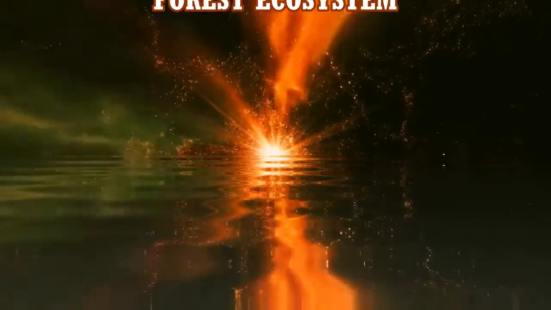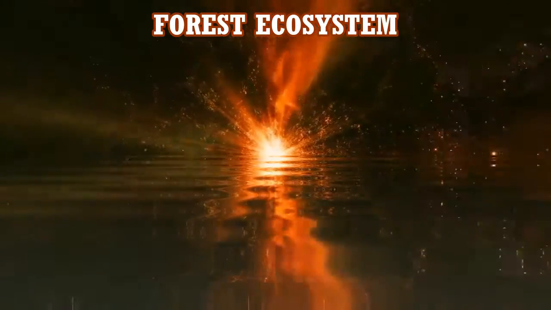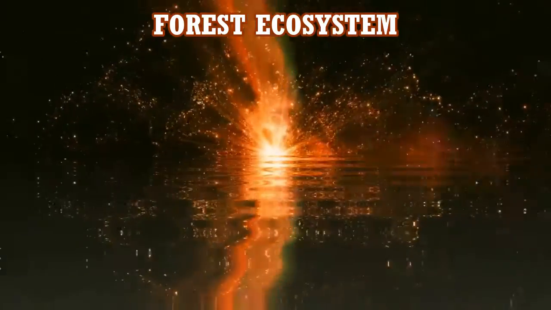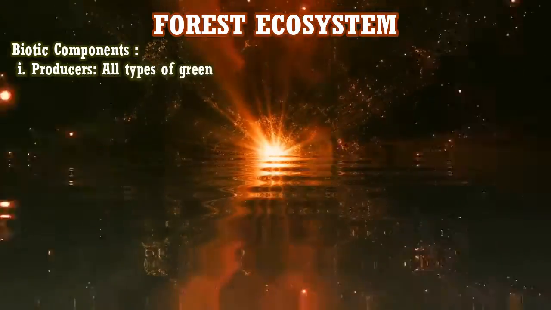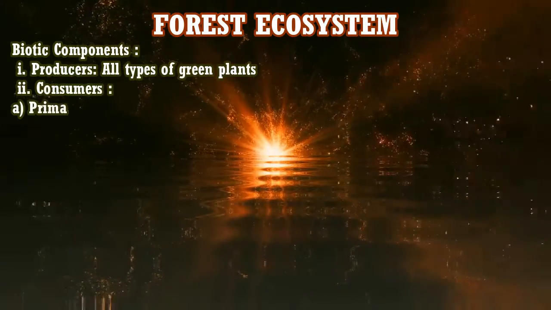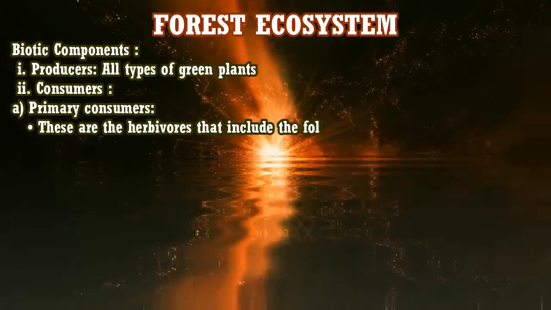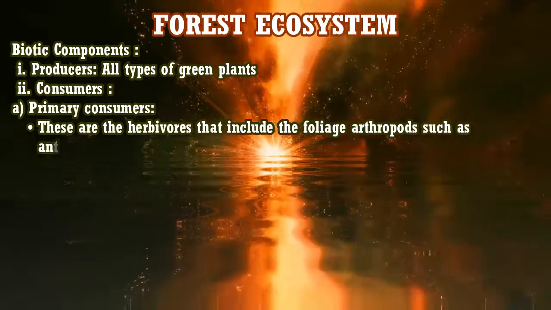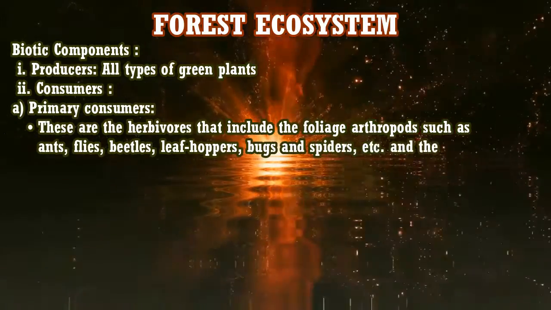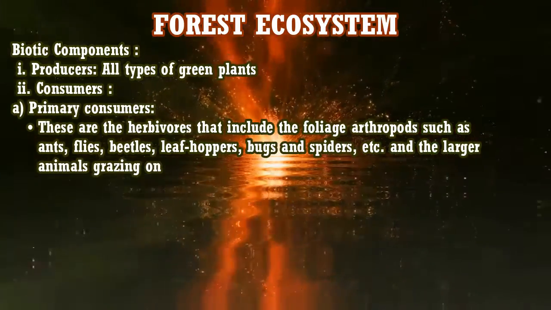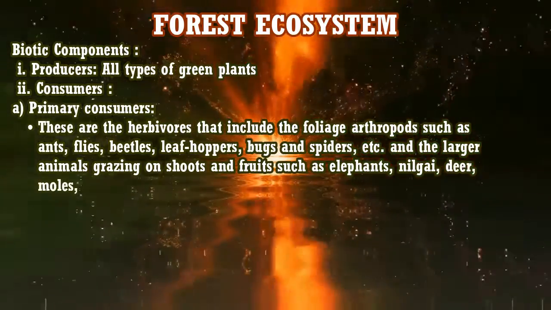Now they will be eaten by the consumers, that is the primary consumers, which include small animals like ants, flies, beetles, bugs, and spiders, whereas larger animals are also present, and they also belong to primary consumers, like elephant, nilgai, deer, mole, squirrel, shrew, flying fox, bat, etc. Okay, they also contribute towards the primary consumers because they feed on the green plants present in the forest, right? Next come the secondary consumers.